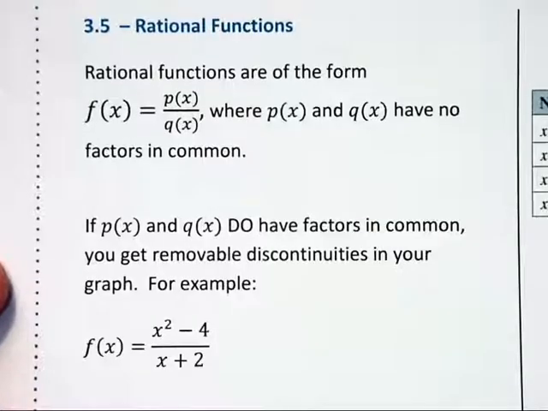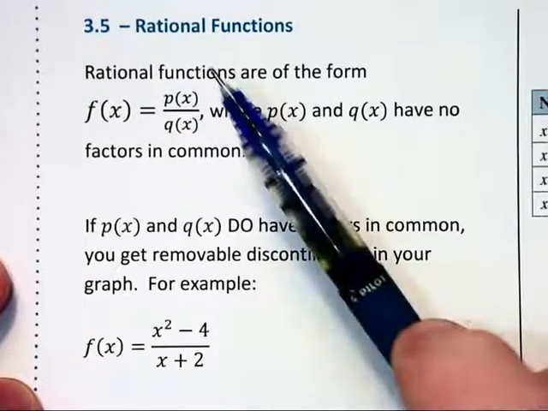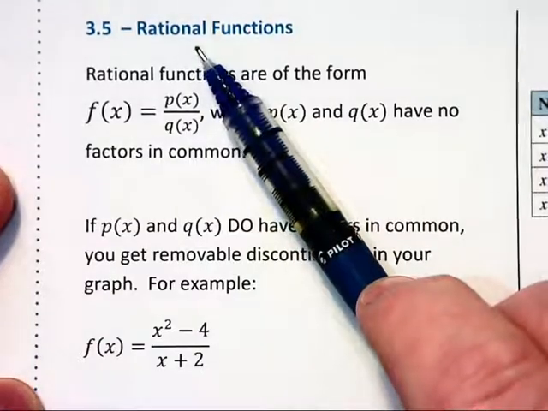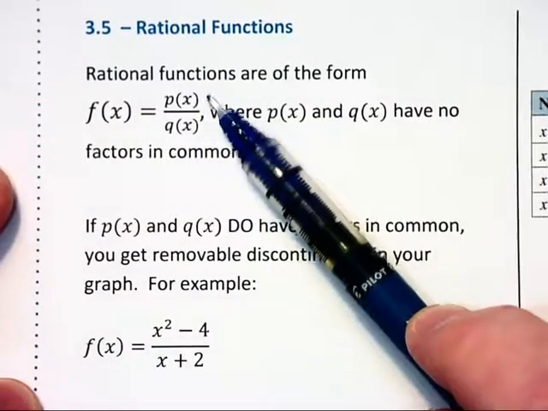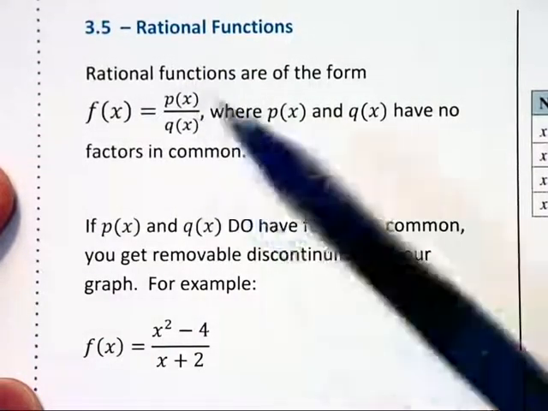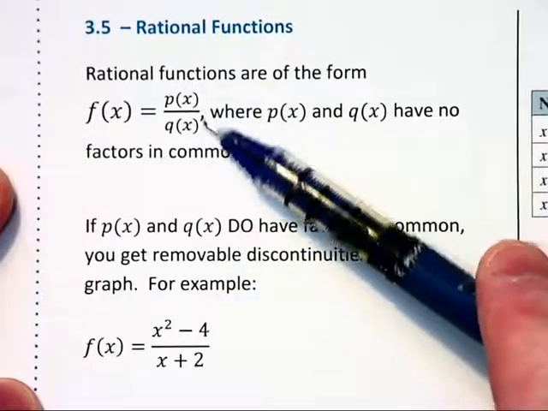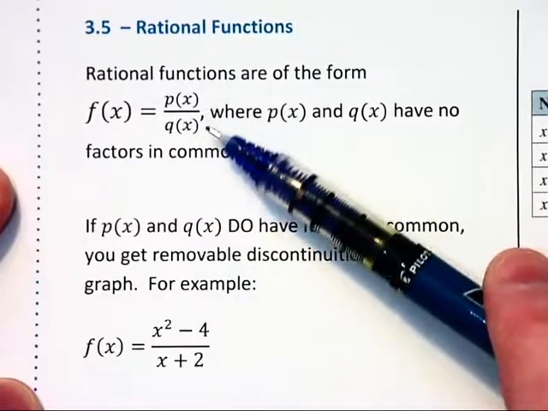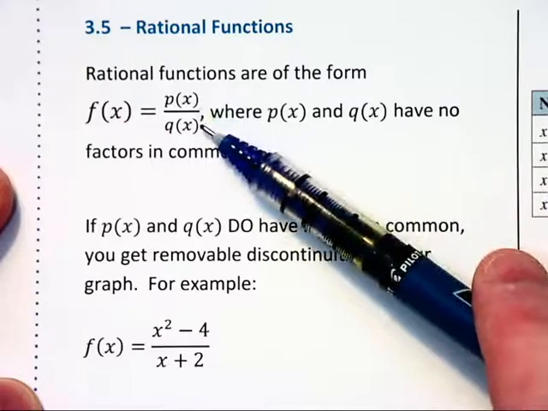We now begin to analyze rational functions, and you know the word rational refers to fractional, so we will have fractional equations, basically where we have to say that p of x and q of x have no factors in common, because we don't want to be able to factor and cancel this any further.